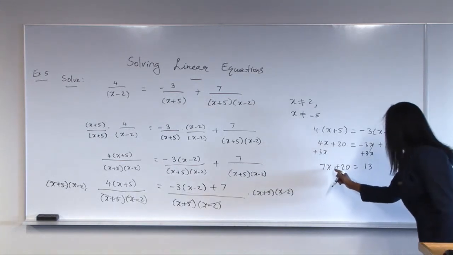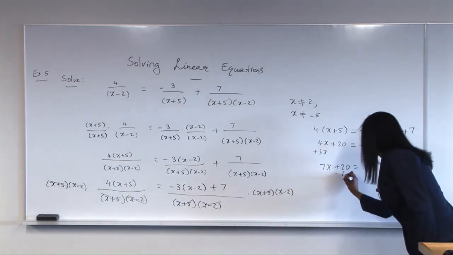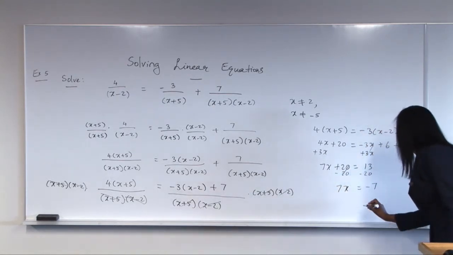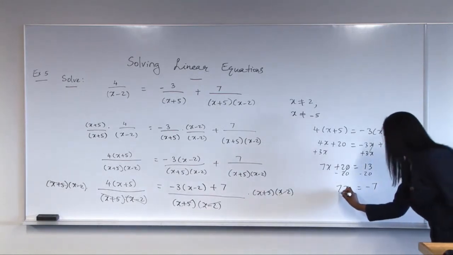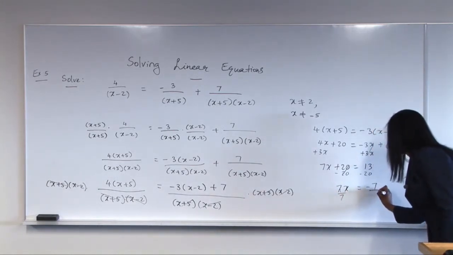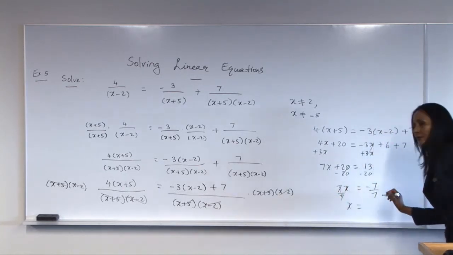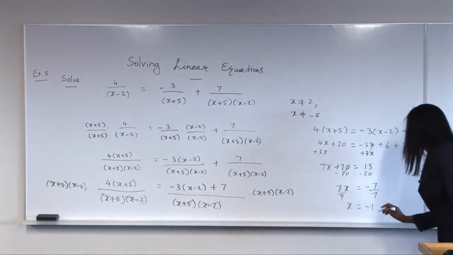So now we have to subtract 20 from both sides, correct? So you get 7x is equal to negative 7. Now we have to divide both sides by 7 to get x alone. So x is equal to negative 7 over 7, negative 1.